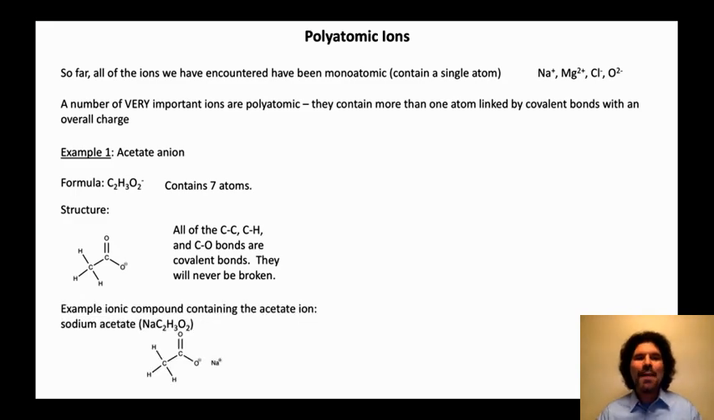Okay, so then an example of an ionic compound containing the acetate ion would be sodium acetate, which has the formula NaC2H3O2. Okay, so remember in the formula for ionic compounds, we typically write the metal first and the nonmetal second. The nonmetal now, instead of just being Cl, is C2H3O2.